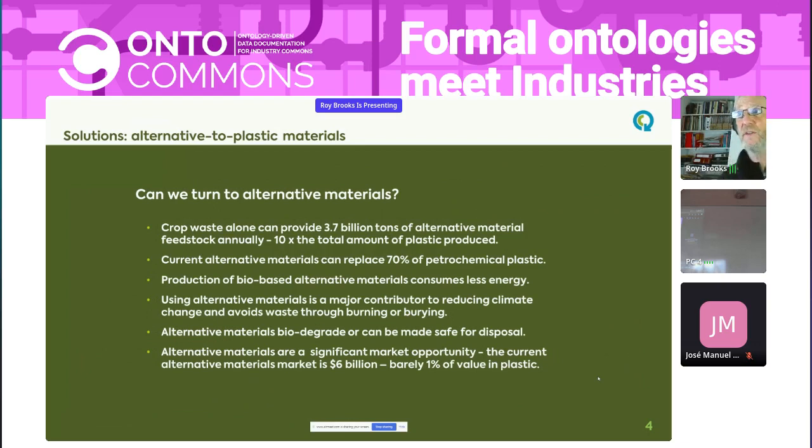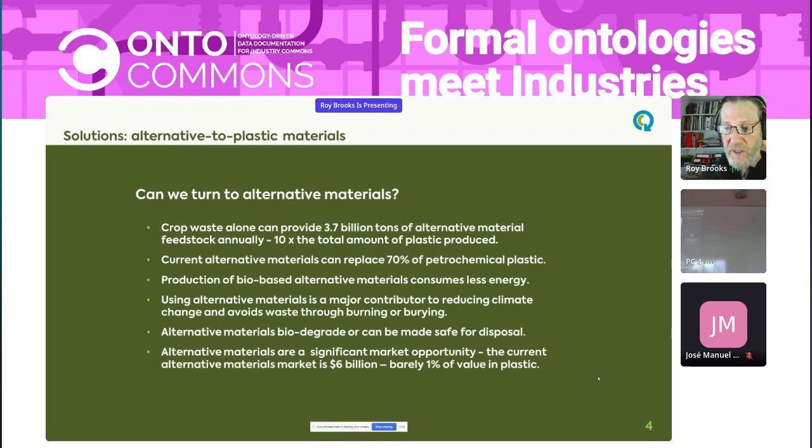Bio-based materials, of course, particularly those produced from waste, which is primarily where we're focused, consume less energy. It's that simple. Using alternative materials for all the above reasons reduces the impact on climate. So, and also the waste of burning, burying, and so on and so forth of existing waste materials. They're also safer. Again, I don't think I need to elaborate on that.